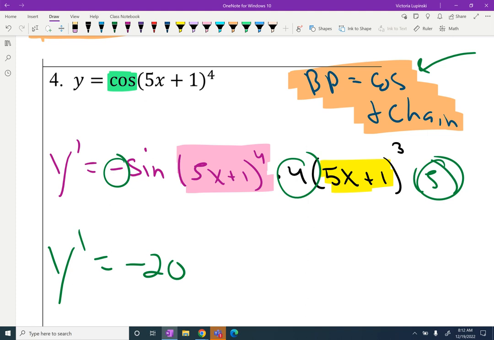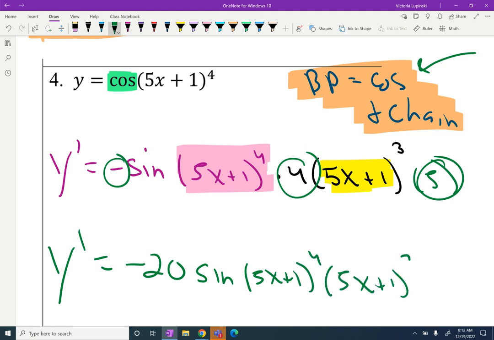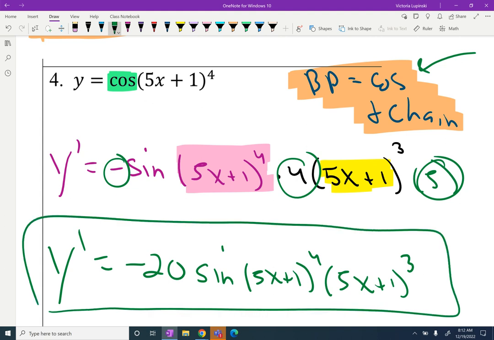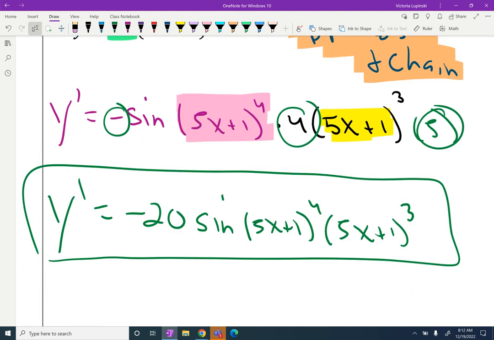Then it really doesn't matter who you put next, so I'm going to do the sine of 5x plus 1 to the 4th, and then 5x plus 1 cubed. And yes, please don't do anything else to that. Again, if you look at that carefully, that is factored. I like that. I want things to be factored.